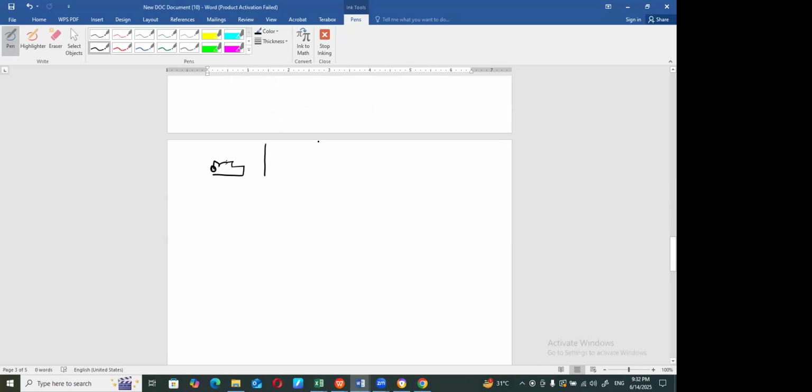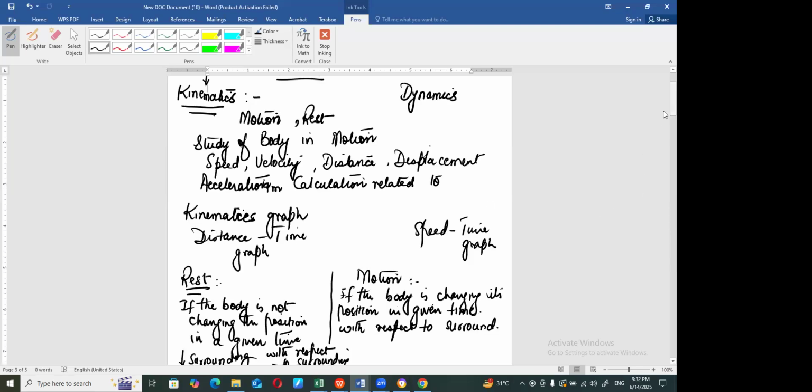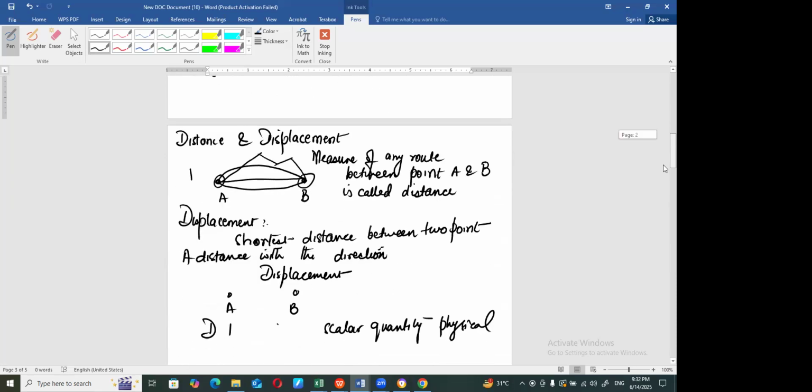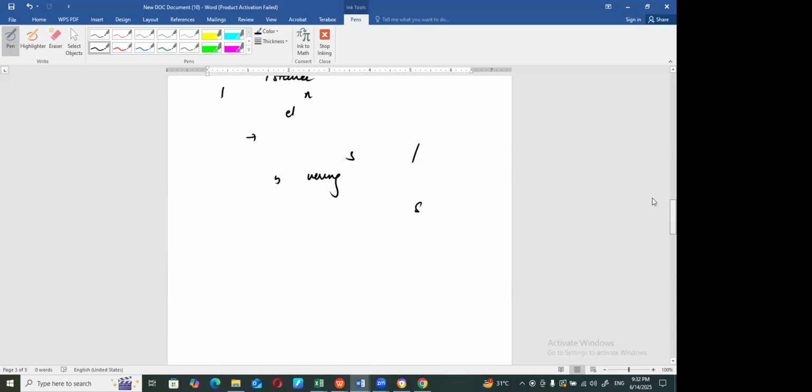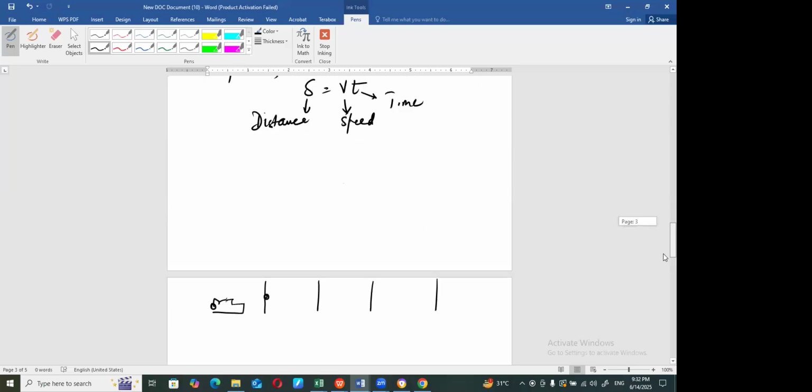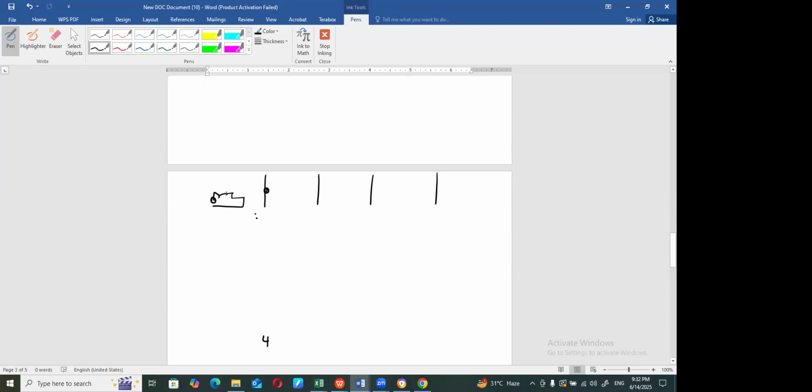Let's suppose this is your car. At this point, the car has a velocity of 4 meter per second. Let's suppose that suddenly something happened and it has to increase, and while it reaches A, the velocity increases to 8 meter per second. Then at this point, the velocity increases further to 12 meter per second.